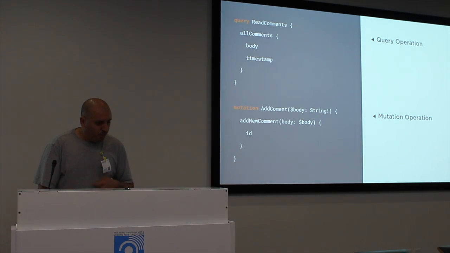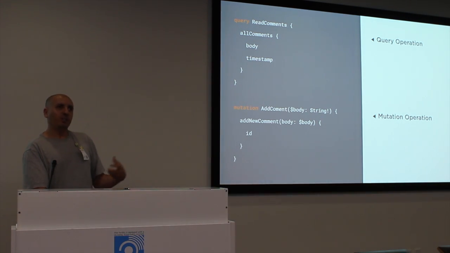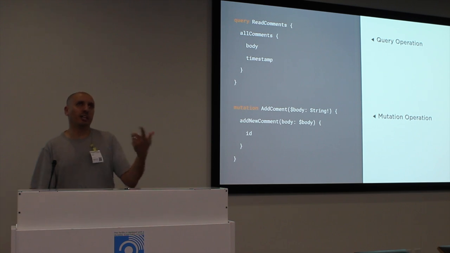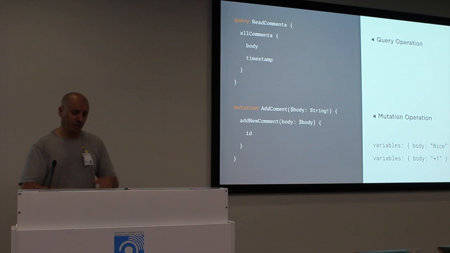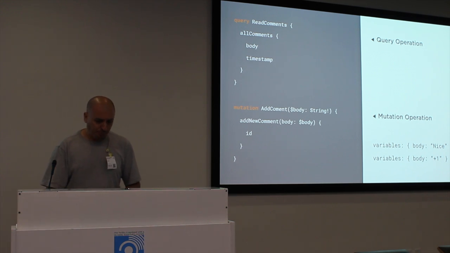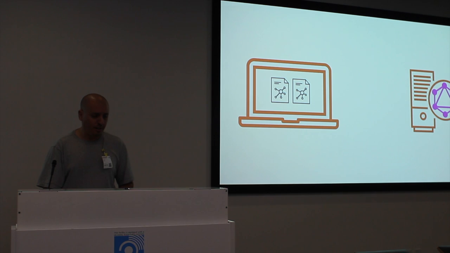So here are some examples. There are features like variables. In the queries, we can use variables, especially in this mutation. We have variables, so we can reuse them instead of string concatenation at runtime.